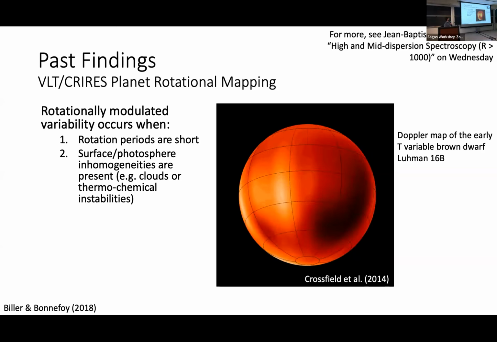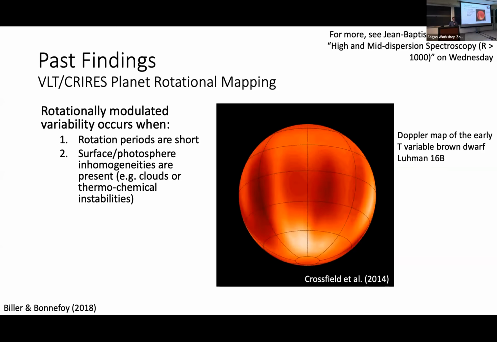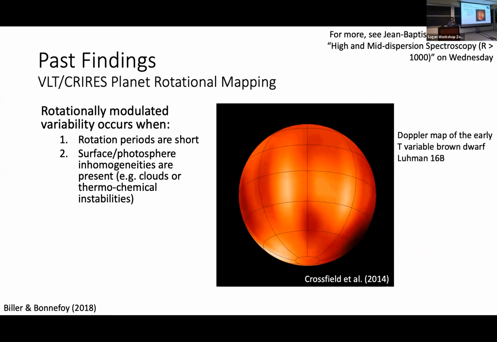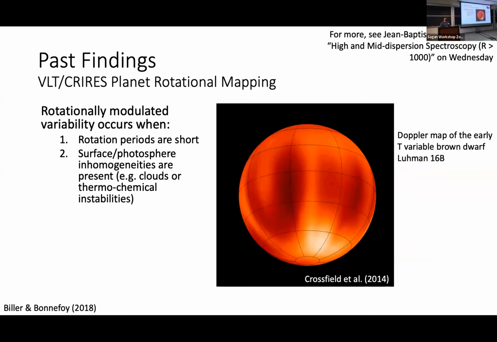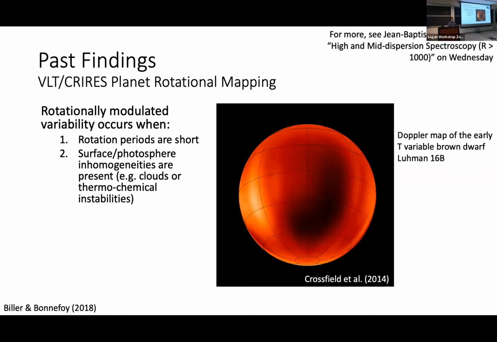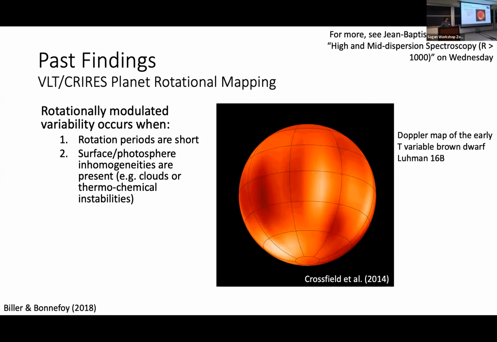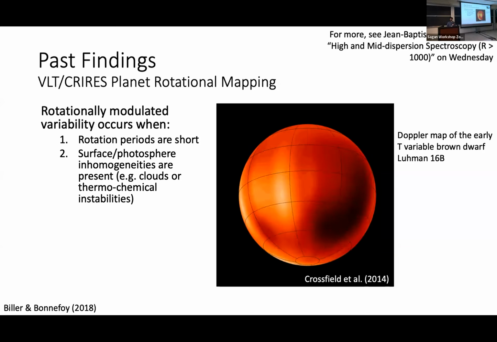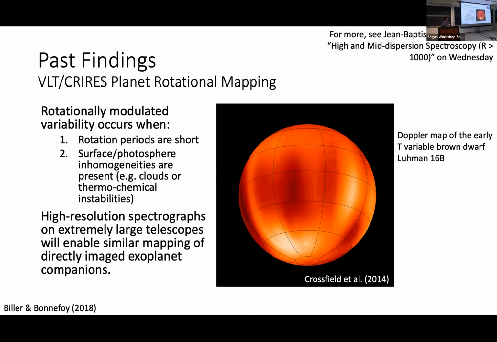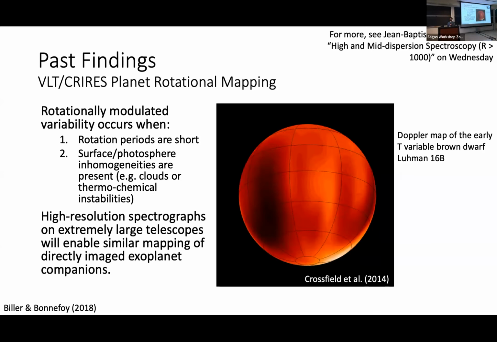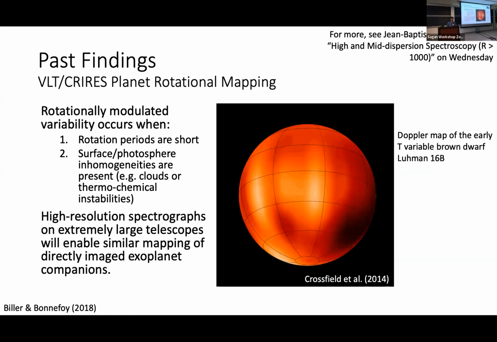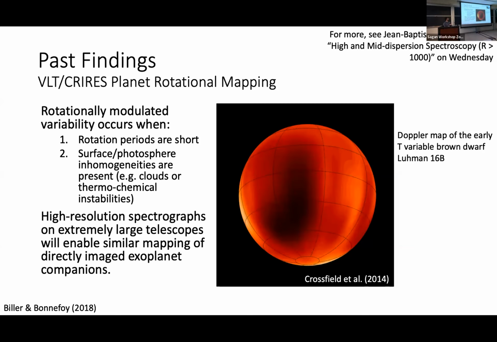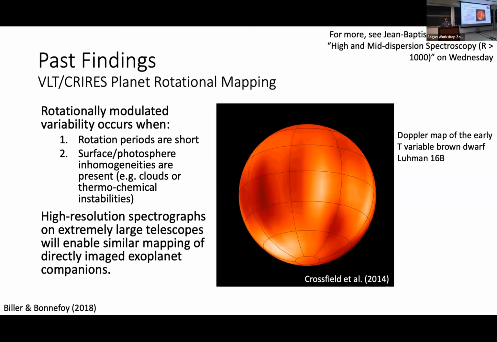And you also can only detect this for planets that have heterogeneities in their emitting photospheres. So this would be due to patchy clouds, or on the Earth, we have continents and oceans and clouds that reflect light in very different ways, as we saw earlier. And this can lead to strong time-dependent variability should we ever be able to detect that. And so, it's exciting that the high resolution spectrographs on the ELTs will enable similar mapping techniques for directly imaged exoplanet companions to build up crude maps of planets that we just can't spatially resolve in any other way.